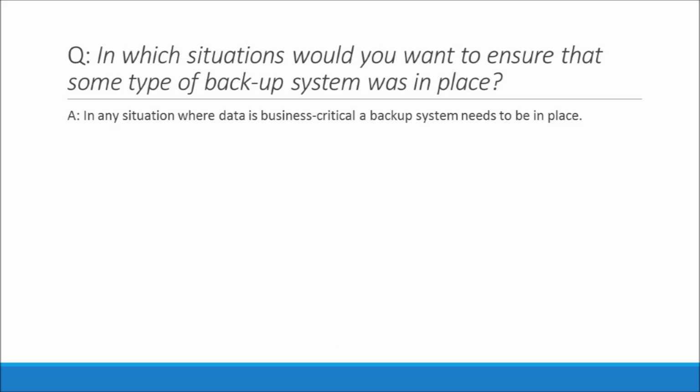In which situations would you want to ensure that some type of backup system was in place? So really, in any situation where data is business critical, a backup system needs to be in place. The single point of failure mentioned in the previous slide is an example of why you'd want a backup system. In most business situations, you don't want to risk losing your data if the system goes down.